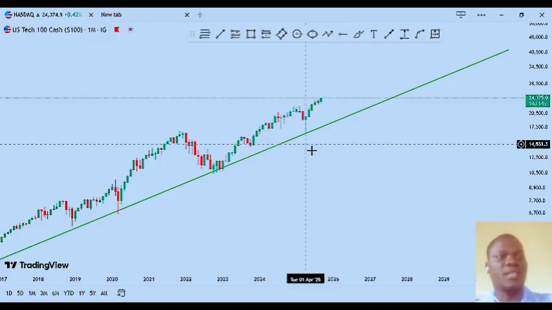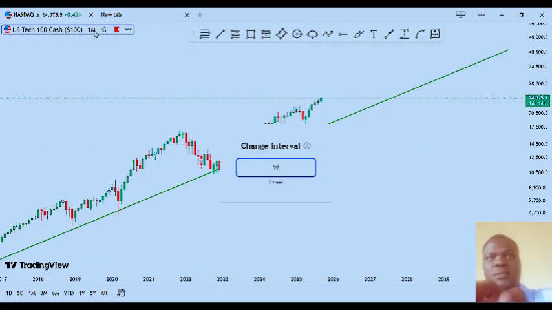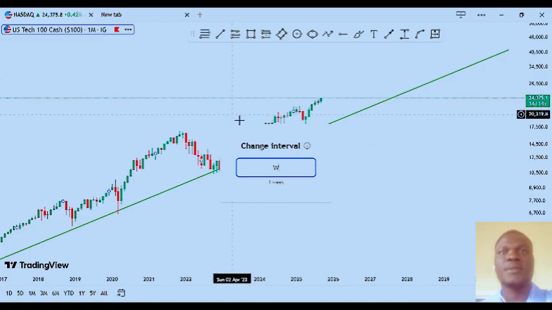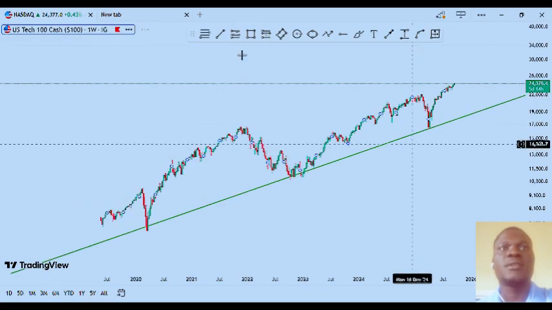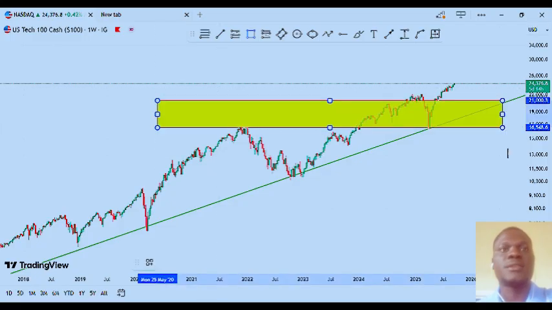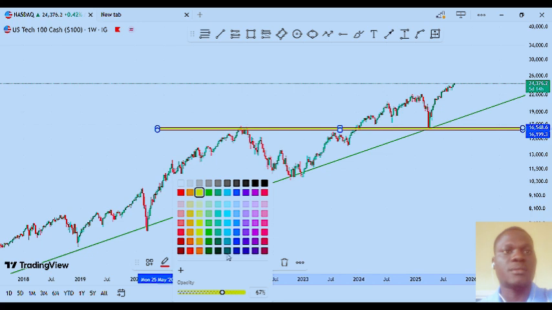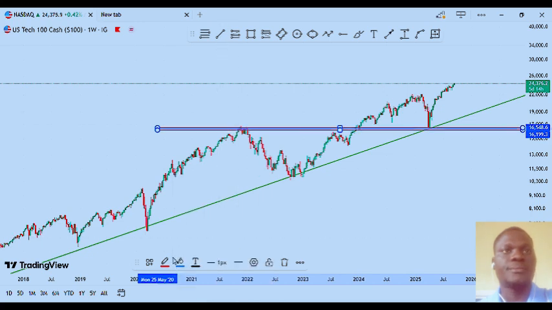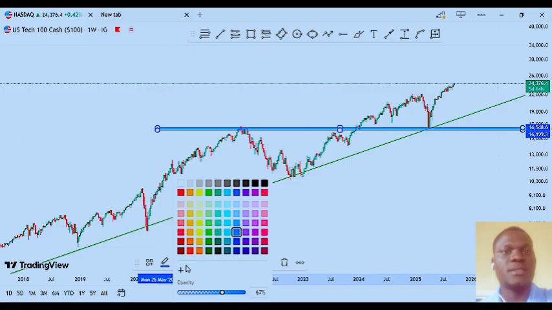But let's go on a weekly time frame. Let's see if we can spot a level on the weekly time frame. We can draw this level. There's a level here I want us to draw. Let me change this color to green. Let's reduce the opacity to 30 or 29.